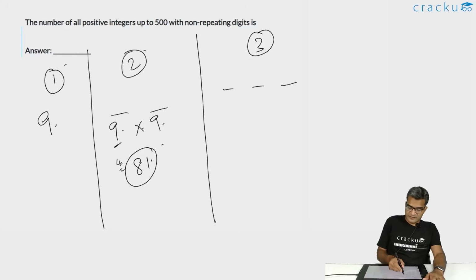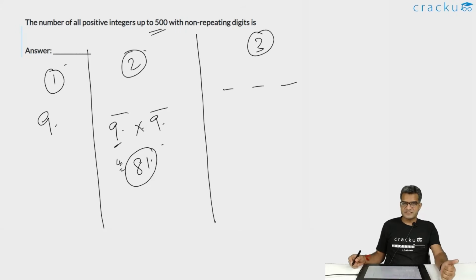we are only looking for numbers up to 500. So the first digit can be either 1 or 2 or 3 or 4. So it can be selected in 4 ways. Once one number is selected, that number cannot be used as a second digit, but we can use 0 and all the other 8 numbers. So again, we have 9 possibilities for the second digit.